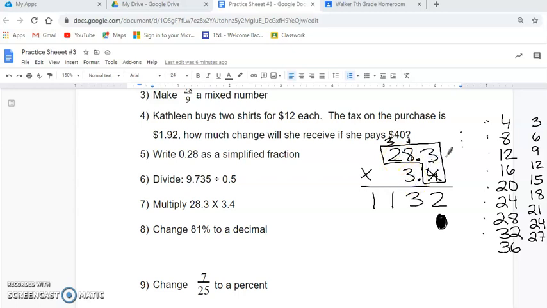3 times 3, 9. Nothing, we're not carrying anything. 3 times 8, 24. Carry the 2, so it was a 3. So I'm going to mark over that with a bright color, so that's a 2. 3 times 2, 6. 6 plus 2, 8. Go back to my original color. Okay.